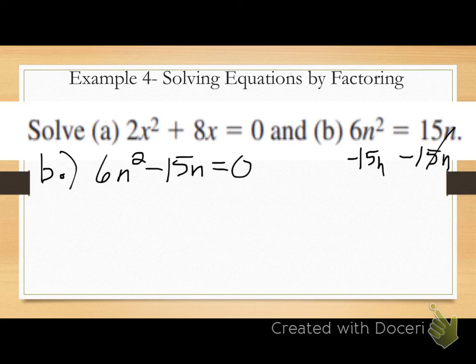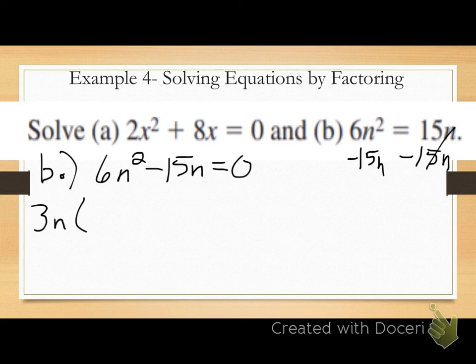So what's the biggest number that goes into 6 and negative 15? 3. How many n's do our terms have in common? 2. 1. What is it? It's just 1. My first term has 2. My second term only has 1, so they only share 1 n together, correct?